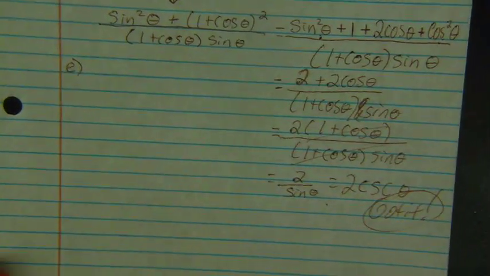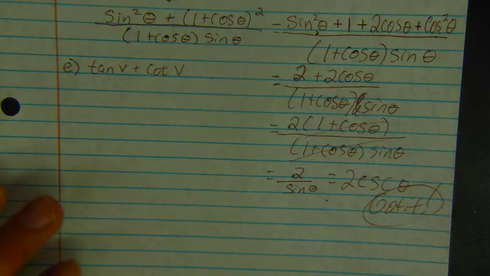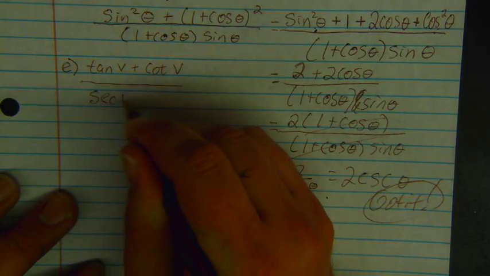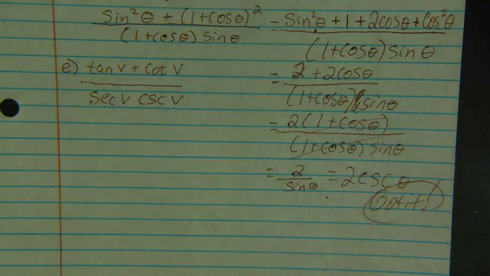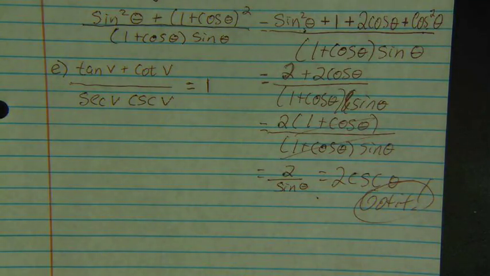This is another one. A different case that you need to think about. How about tan V plus cotangent V over secant V cosecant V? Okay, so you've got all those different things there, and we want to get to 1. So, you don't know how you're going to get there, but you might have an idea where to start.